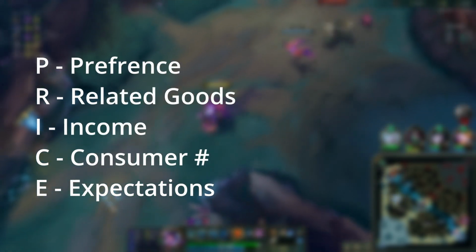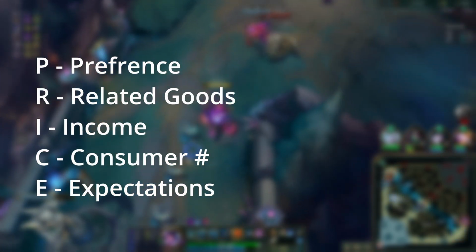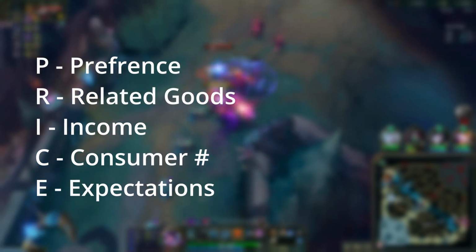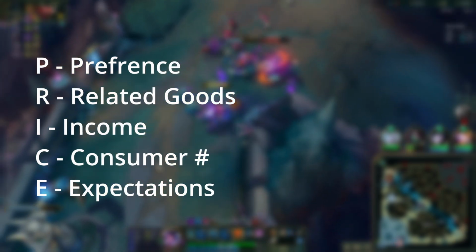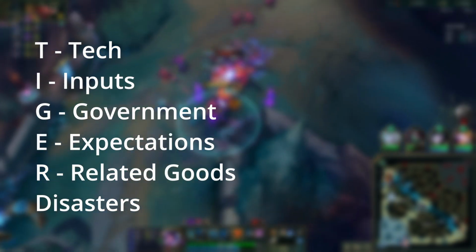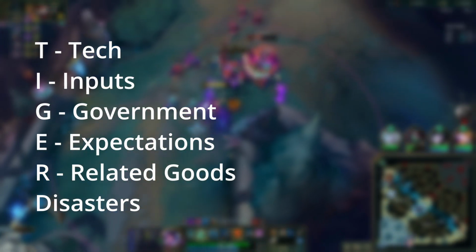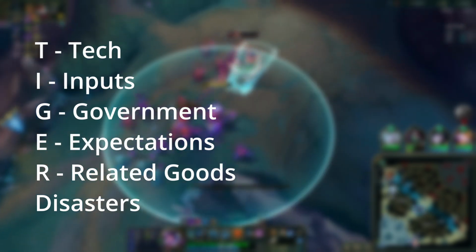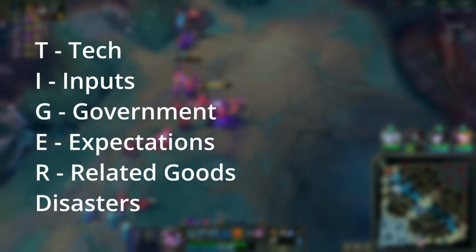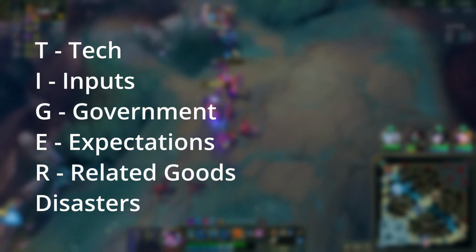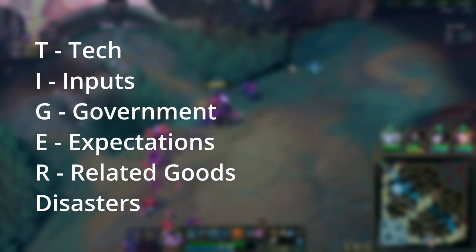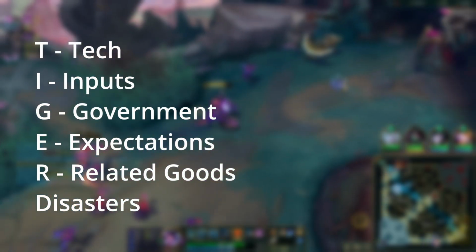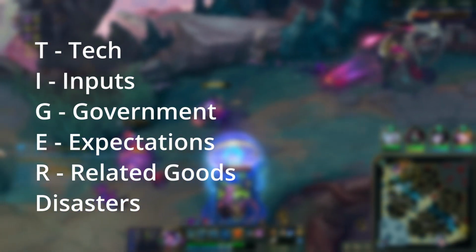So here we could see the 5 shifters of demand, which is preference, related goods, income, the amount of consumers, and expectations, acronym price. And we can also see the 6 different shifters of supply: the technology, inputs, government regulations, so that'd be a tariff or a subsidy. And we can also see expectations, future expectations, related goods, and also disasters.